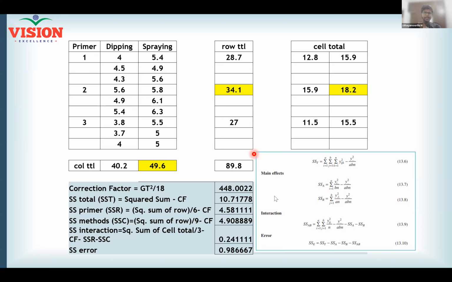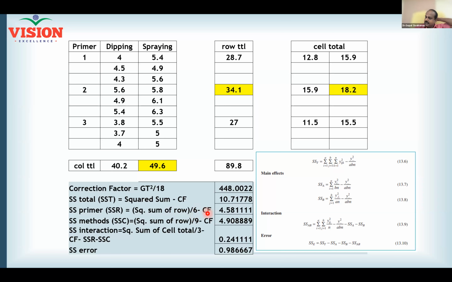So, each number is squared and then added. That is known as squared sum. Do you understand? Each number is squared and then added. And each number is a sum of 6 experiments, am I right? Yes. So you divide by 6.